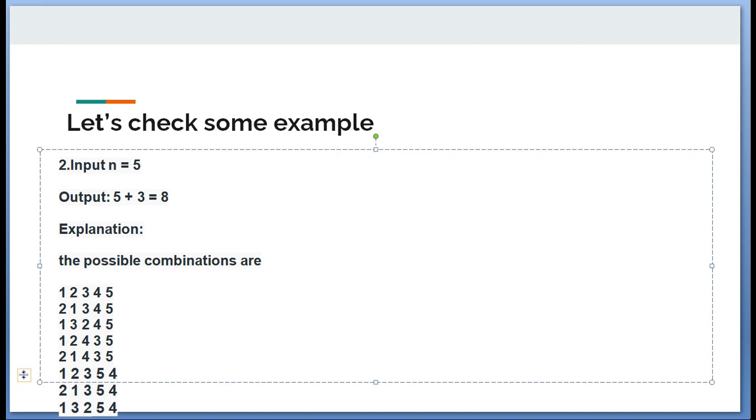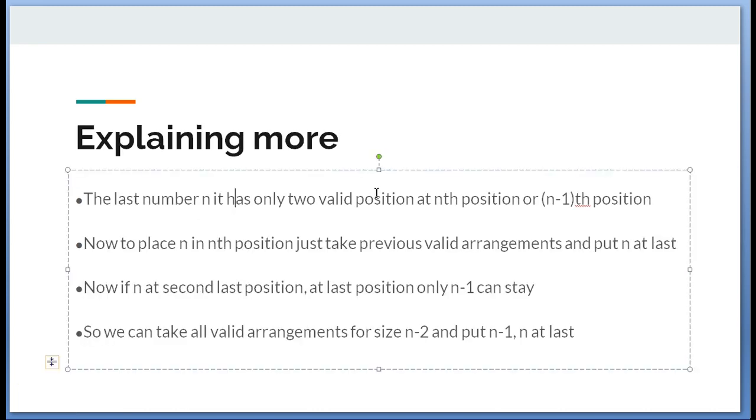So if you know the trick, then it is very simple. These are the observations. When we put the last number, there are two valid positions for n. Either we can put it at the nth position or the n minus 1th position. If we put n at the last position, then we can take all the valid elements of the previous one and add n at last. And if we put n at the second last position, we will take all the valid combinations of n minus 2 and put n followed by n minus 1, like this.